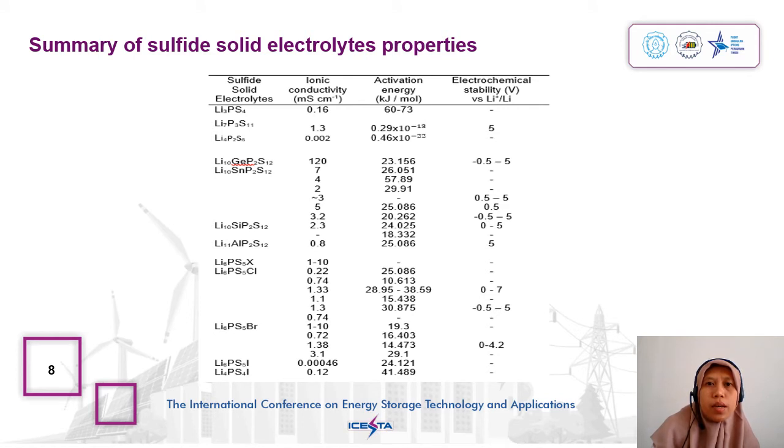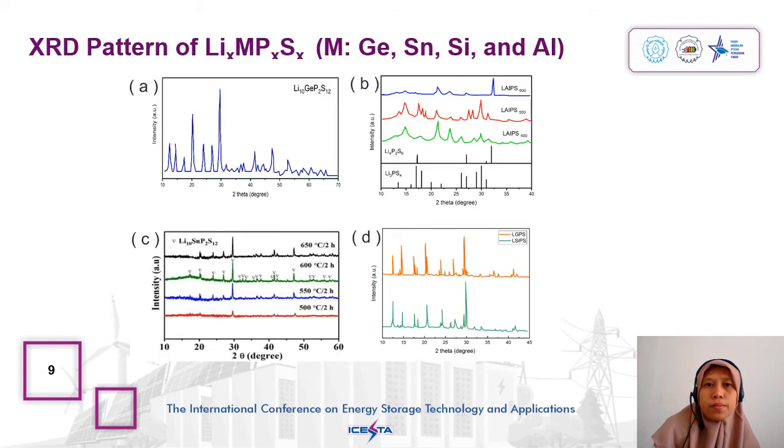As a summary, there are several types of sulfide electrolyte compared by ionic conductivity value, activation energy, and also electrochemical stability. From this summary, we can conclude that LGPS has the highest ionic conductivity. So LGPS is capable enough to be used as a solid-state electrolyte.